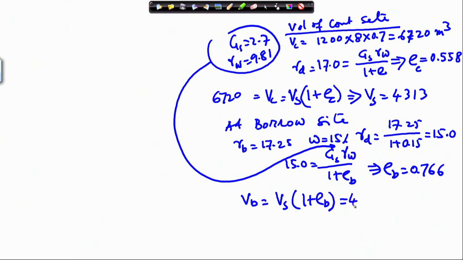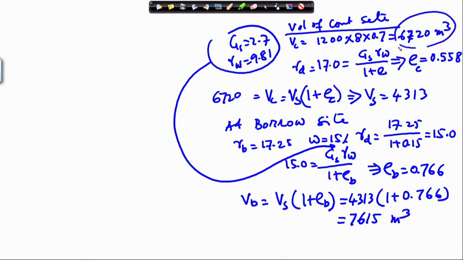So, it will be 4313 into 1 plus 0.766. So, that gives you V_B equal to 7615 meter cube. So, it will definitely be that the borrow material has to be more than the actual compacted volume. So, that is the thing we have got.